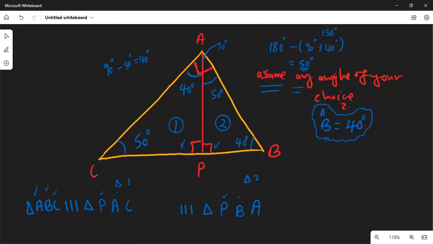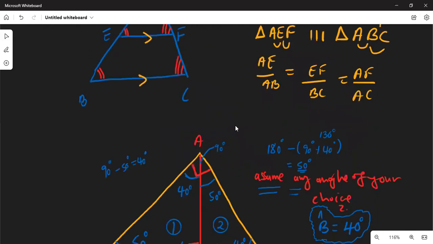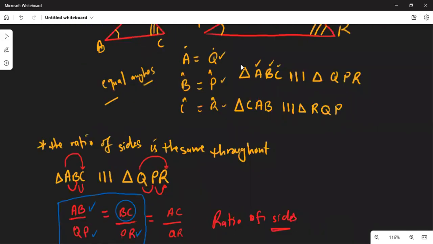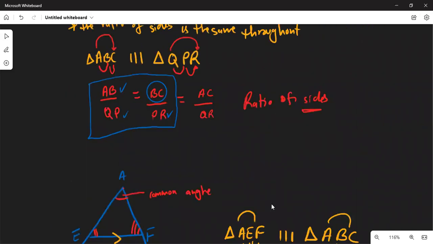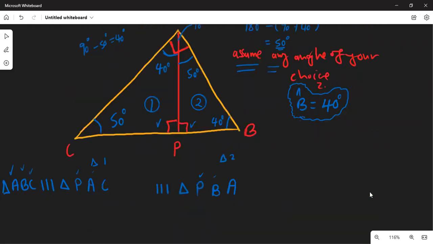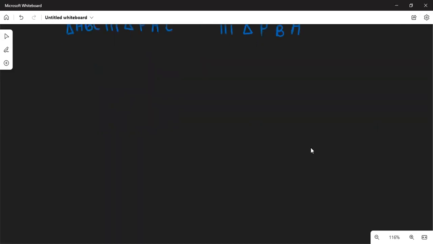All right, so I think these are the basics that we have from our similar triangles, the diagrams that we can have and so forth. Now let's see if we can look at a question. These are the basics.